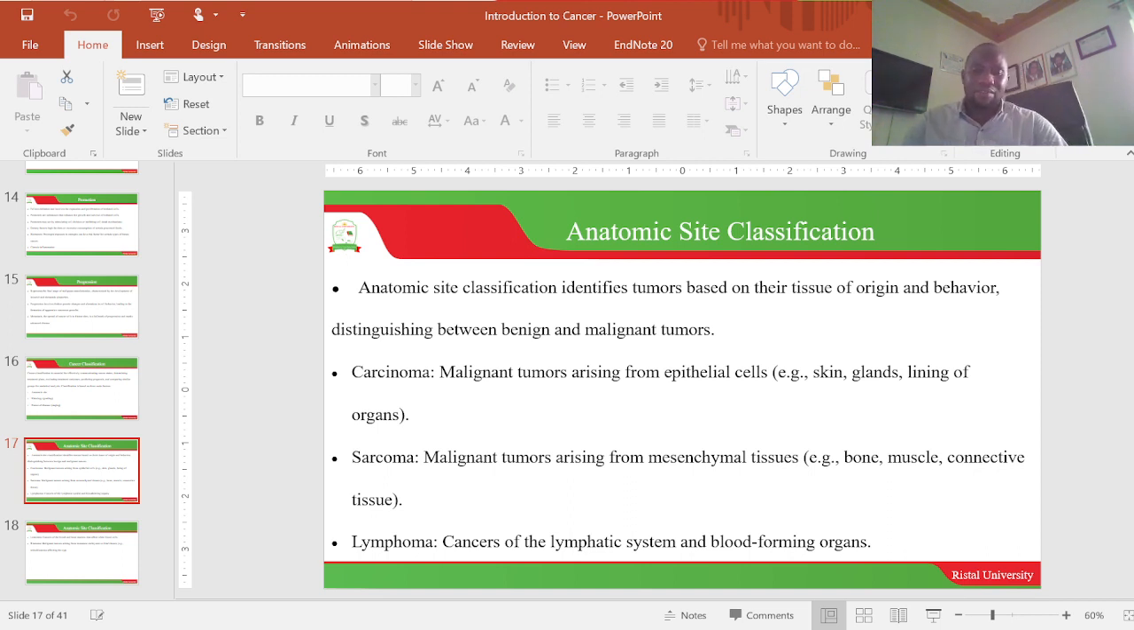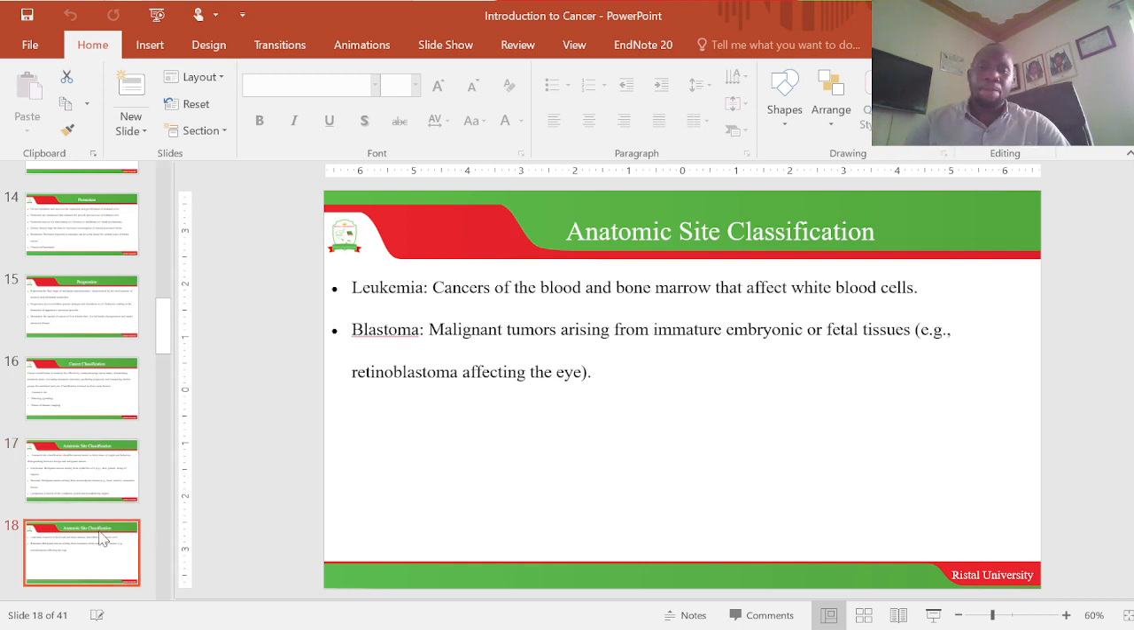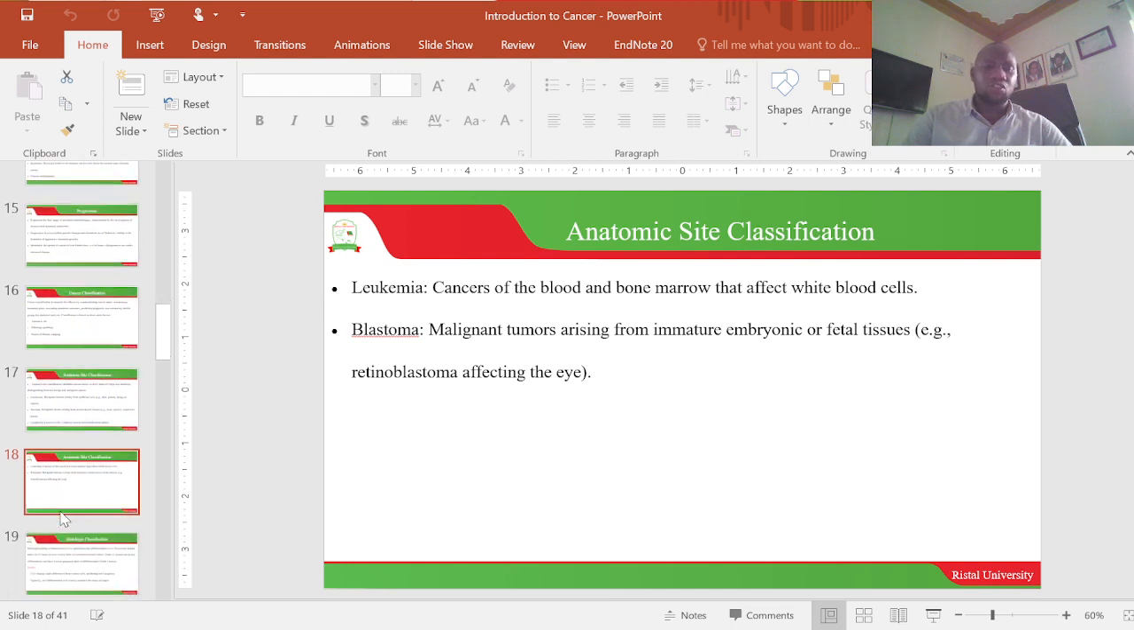And then we have lymphomas. These are basically cancers of the lymphatic system and blood-forming organs. And then leukemia, cancers of the blood, especially the white blood cells. Blastomas are malignant tumors arising from immature embryonic or fetal tissues. For example, retinoblastoma affects the eye, a common cancer among children.